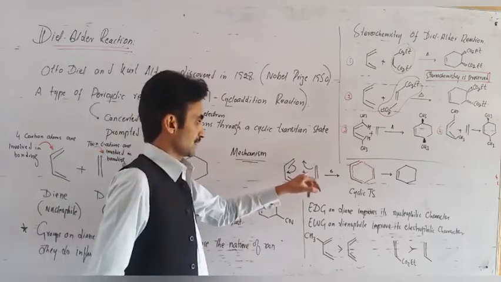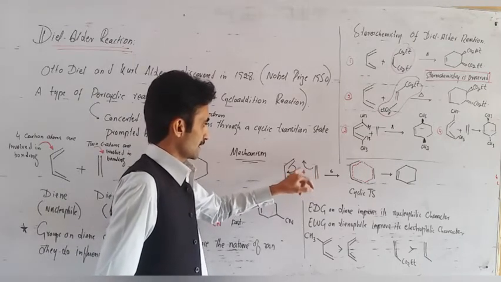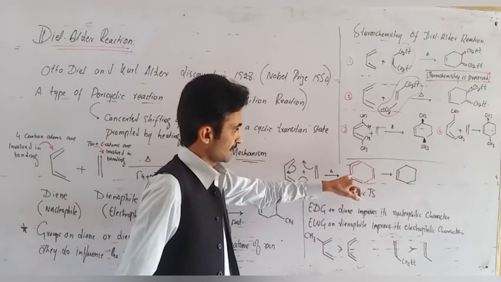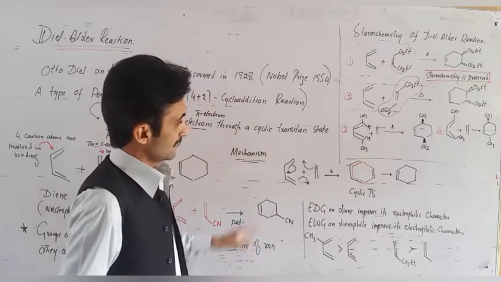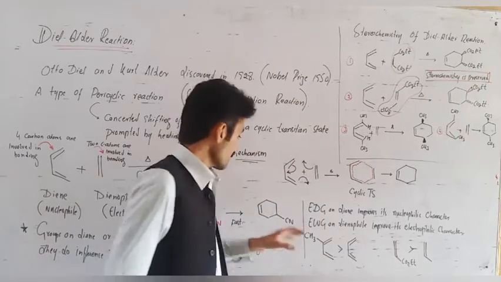Here I have shown the movement of pi electrons, which move in a cyclic fashion and give rise to the formation of a cyclic transition state, which I have shown with the help of a dotted line. This transition state ultimately transforms into the product.